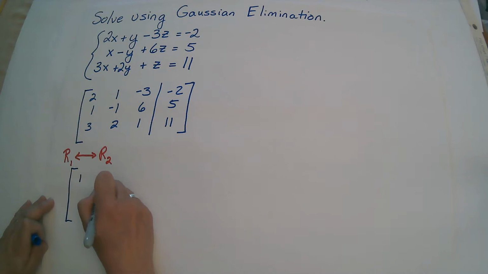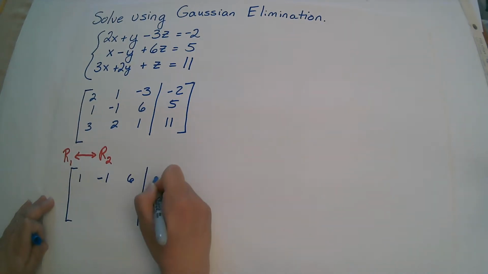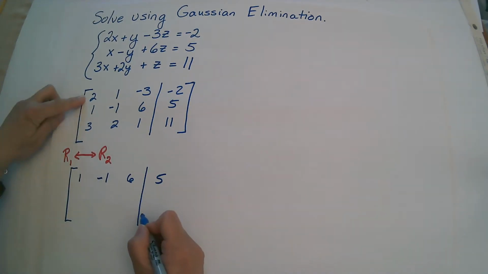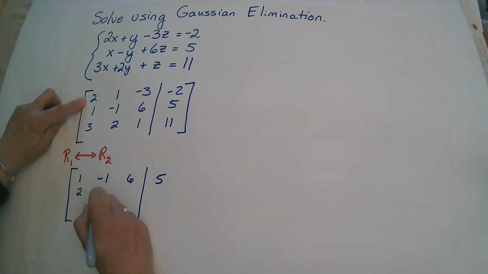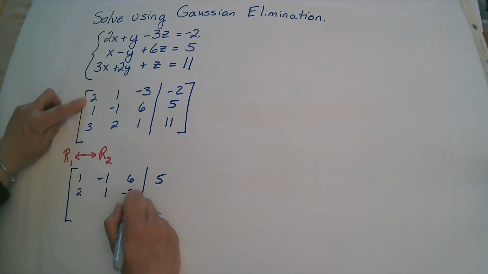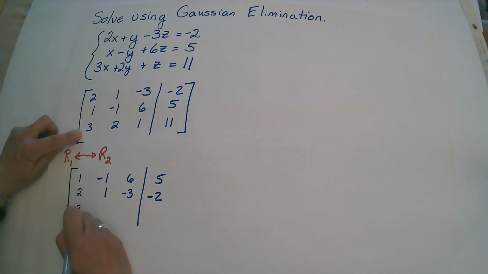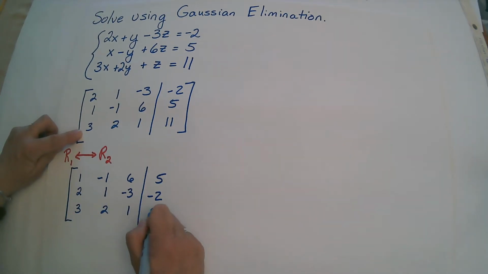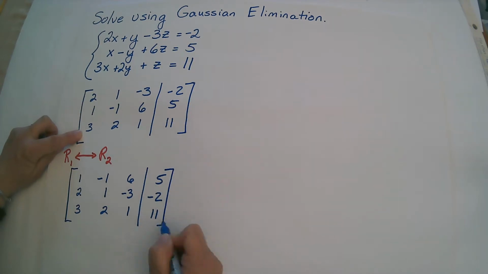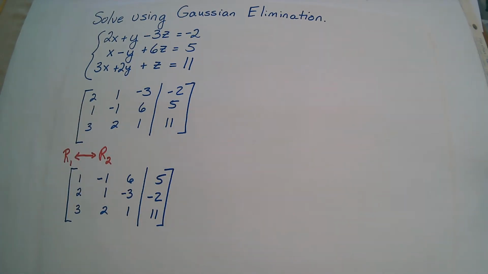1, negative 1, 6, 5. Now this becomes row 2. 2, 1, negative 3, negative 2. And row 3 is unchanged. 3, 2, 1, 11. So I've taken care of the 1 here.